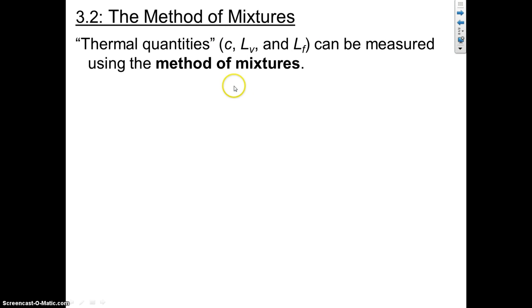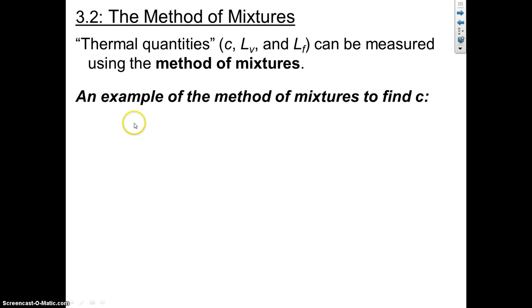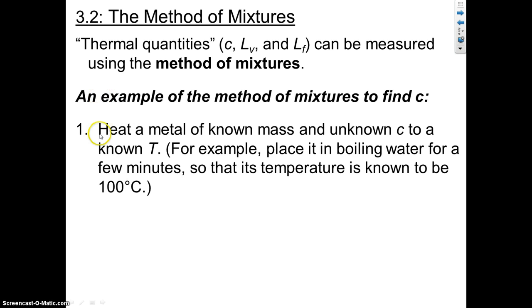And we're going to see an example where we calculate C, specific heat. Then we're going to see a second example where we calculate LV. We're not going to worry about LF. That's okay. So here's the example. Let's say we discover some new metal, and we want to know what its specific heat is. First thing you do, take this metal with known mass, measure its mass, and its unknown C.